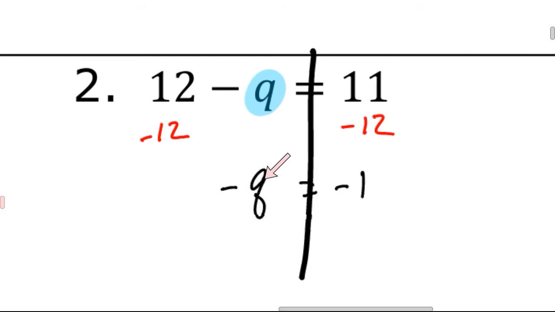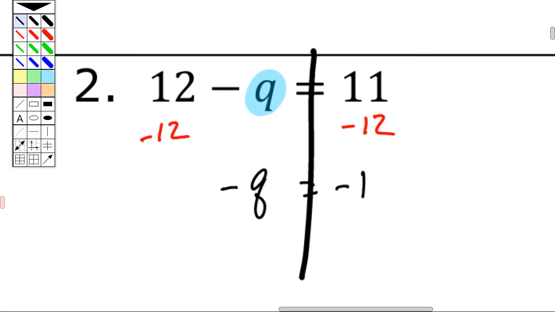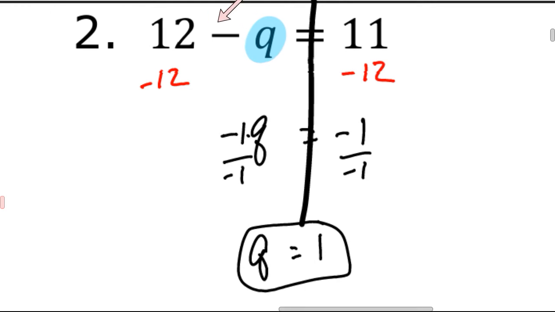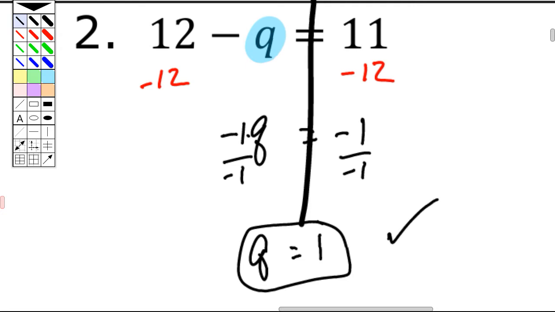Now we're almost done. But remember, I've got to get the variable all by itself, and it can't have a negative in front. So a couple ways to think about this. Really, in disguise, this is a negative 1. Okay? So we could just divide by a negative 1. Divide by a negative 1. And you know, anything divided by itself is just 1. Okay, so I get q is equal to 1, since anything divided by itself is 1. Now let's check it out, make sure it works. 12 minus 1 is 11, so that checks out.